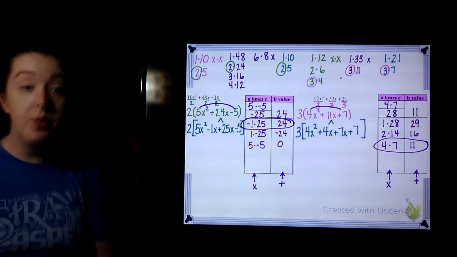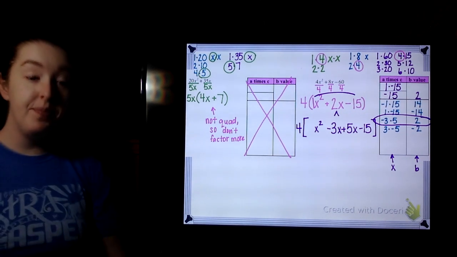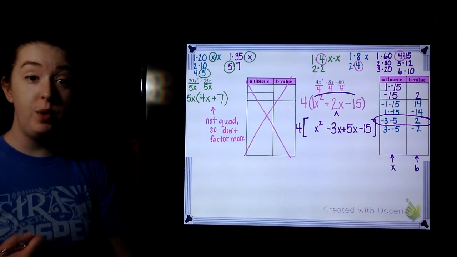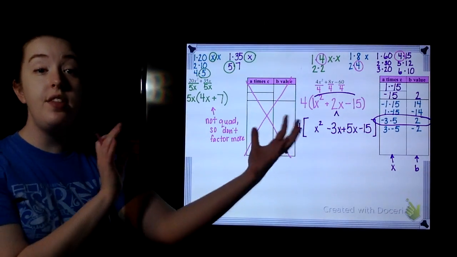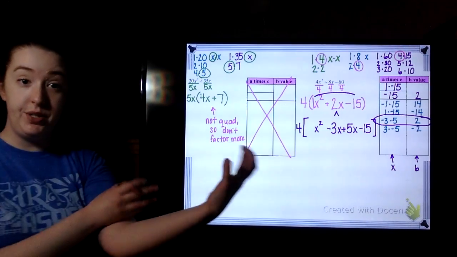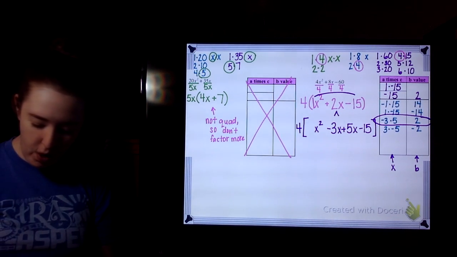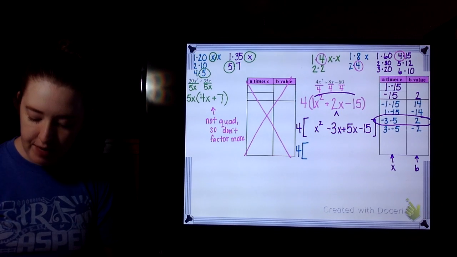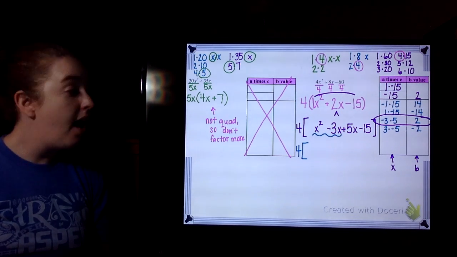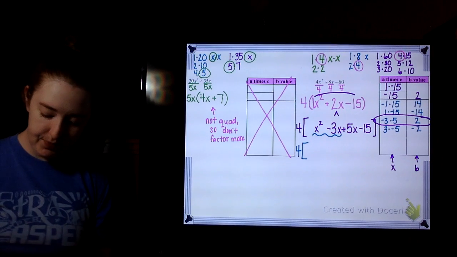So now we're going to go through and do what's called factoring by grouping. Factoring by grouping is when we go and find the greatest common factor of the first two terms and then the greatest common factor of the second two terms. So in this next step, that 4 is going to keep on coming along with me. And then what's my greatest common factor of x squared and negative 3x? X.